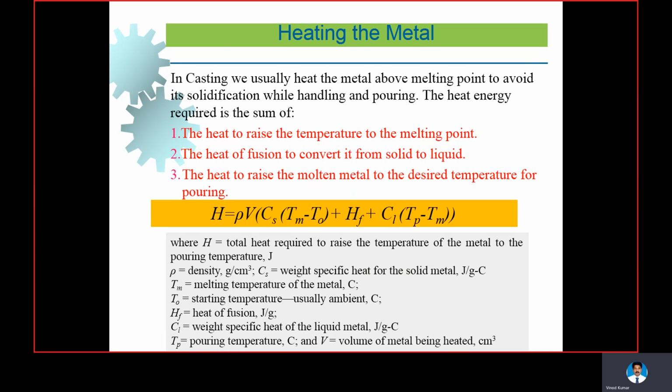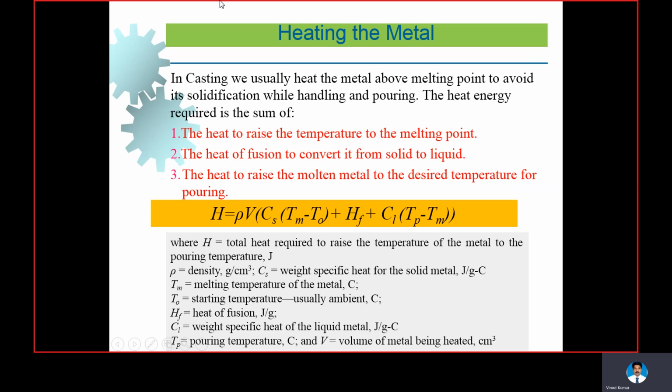In casting, the place where we supply heat energy, you can understand in 3 stages. The first stage, we supply heat to raise the temperature to the melting point. Then the heat of fusion, the heat required to convert solid metal to liquid metal. Again, you are supplying heat, the heat required to raise the molten metal to the desired temperature, the pouring temperature.